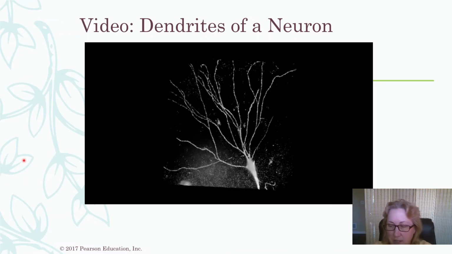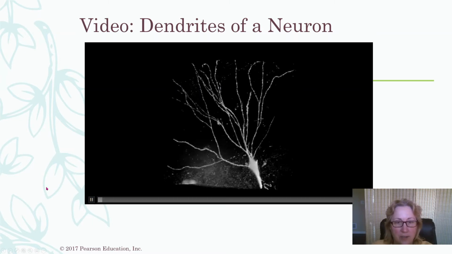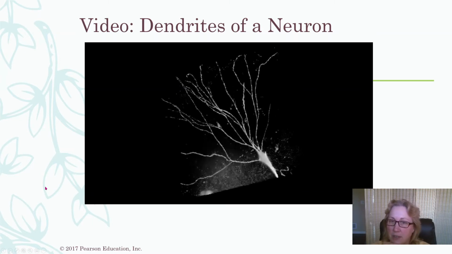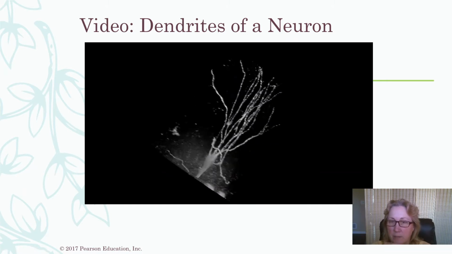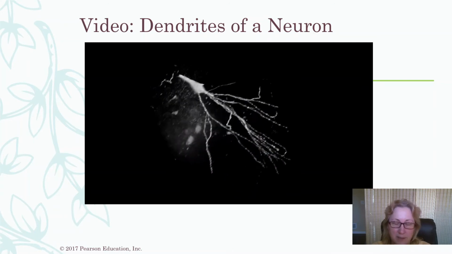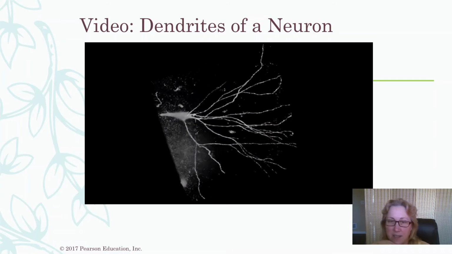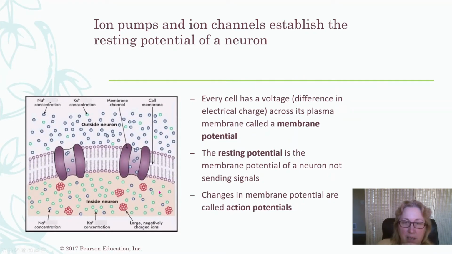This video has no sound. It's just a little three-dimensional video of an injected neuron so that you can see the three-dimensional structure of it. It's been injected with a fluorescent tag, probably another microtubule fluorescent tag, since the dendrites and the axon are full of microtubules. That's where a lot of their structure is coming from.